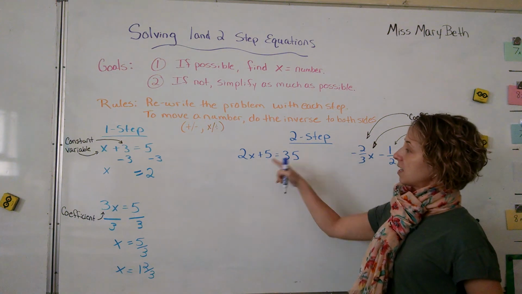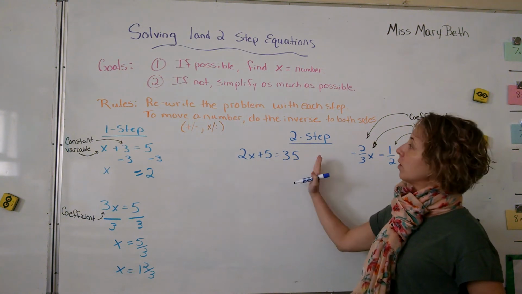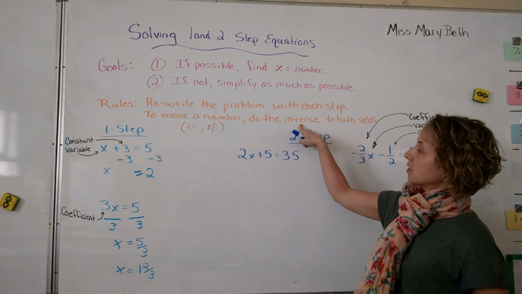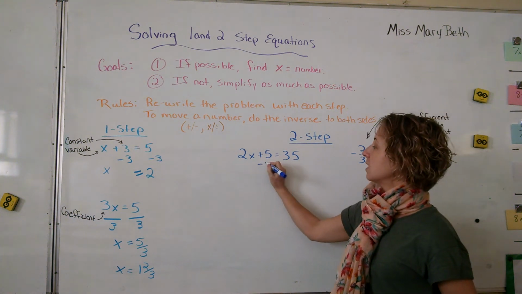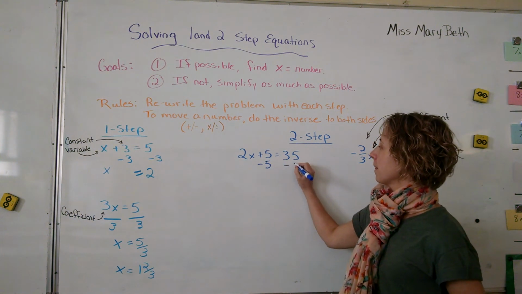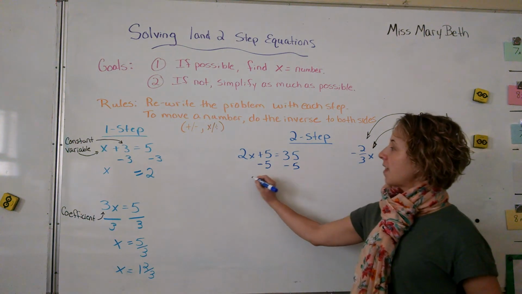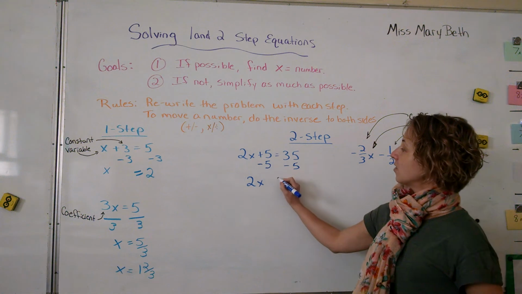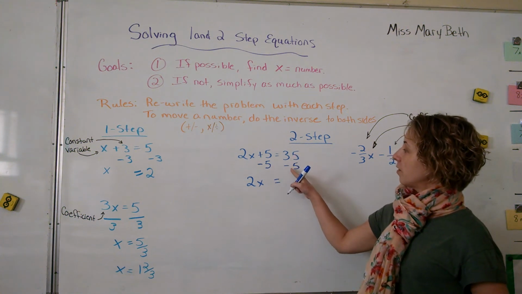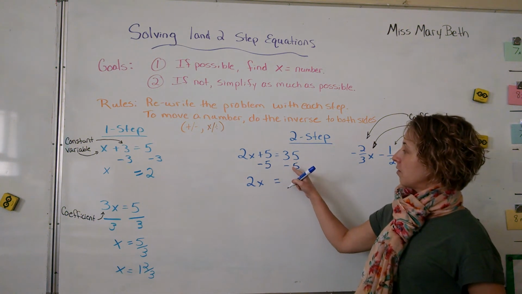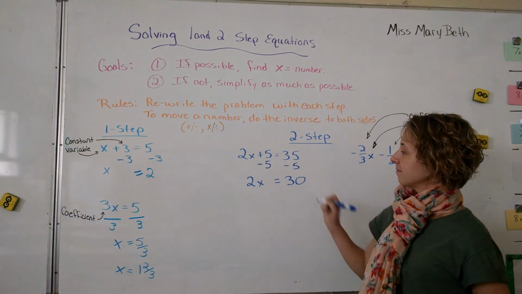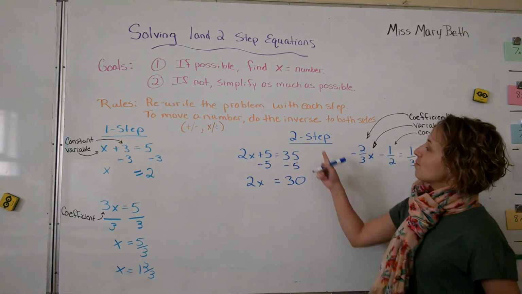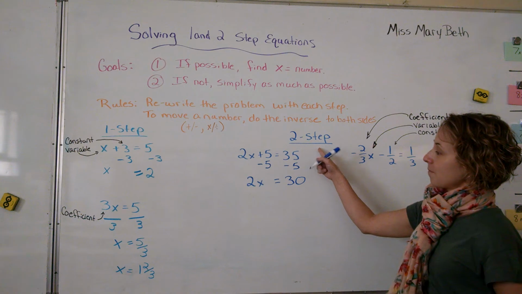To move it to the other side, so I'm starting to get x's equal numbers, I want to do the inverse. The inverse of addition is subtraction. That leaves me with 2x plus 5 minus 5 cancels out, equals 35 minus 5. 35 minus 5 is 30. That was step 1, but remember these are two-step problems.